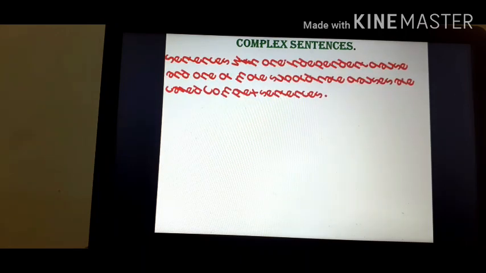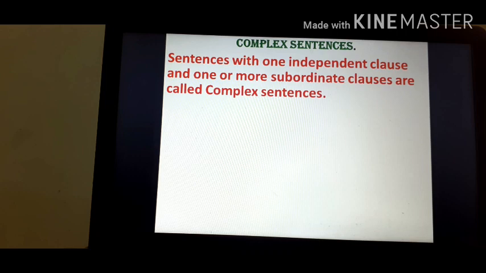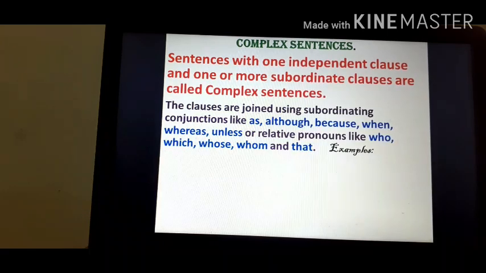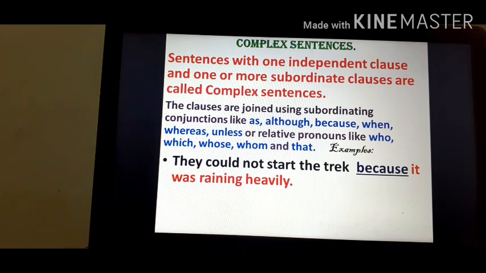Complex sentences. Let's read the definition. Sentences with one independent clause and one or more subordinate clauses are called complex sentences. The clauses are joined by using subordinating conjunctions like as, although, because, when, whereas, unless, or relative pronouns like who, which, whose, whom, and that. Let's understand with examples. They could not start the trek because it was raining heavily. They could not start the trek is the independent clause. Because it was raining heavily is the dependent clause here. And these two clauses are joined by using because.